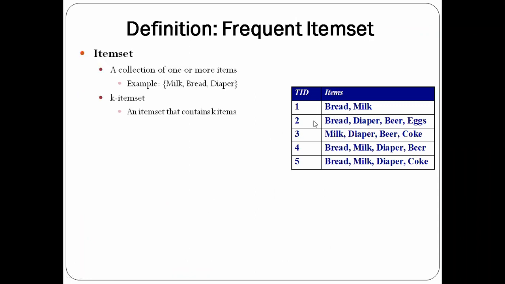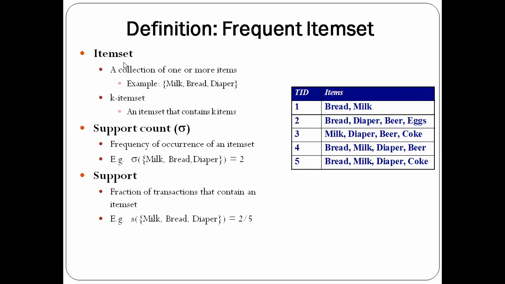See here, the same thing is given. An item set is a collection of one or more items. I am repeating the same definition here. For example, milk, bread, and diapers is also an item set because it contains three items, so it is a three item set. In general, if an item set contains k items, it is called a k item set. This one is called a three item set because it contains three items: milk, bread, and diapers.